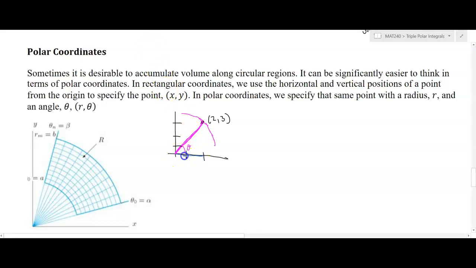So to build that, I can make this into a right triangle and say the x component and the y component and r are going to be related in the following way. We could say that cosine of theta is going to equal x over r. And so that means that if we also solve this, we would get x equals r cosine theta.